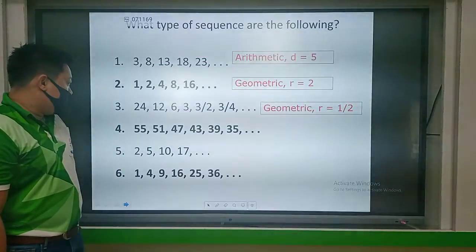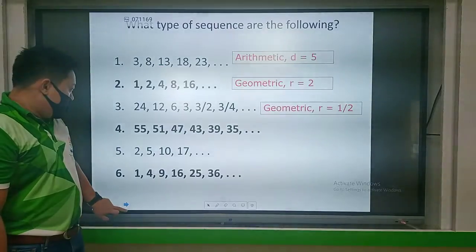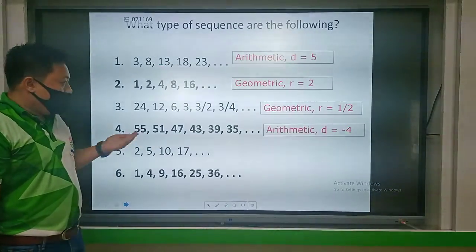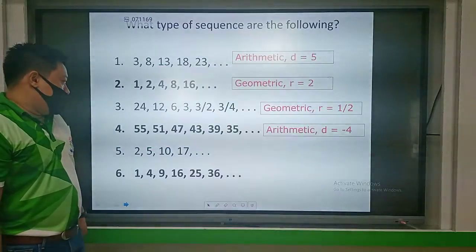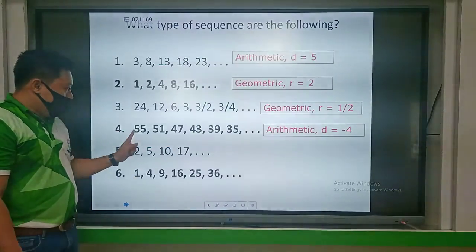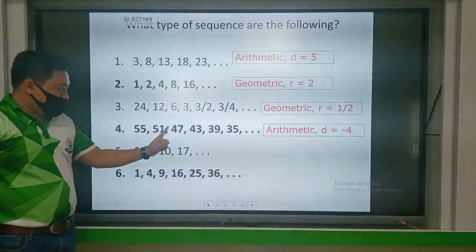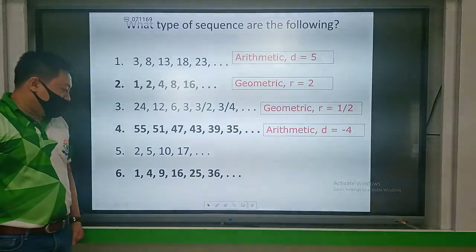So next, this is an arithmetic sequence, with common difference -4. We subtract 4: 55 minus 4 is 51, 51 minus 4 is 47, and so on.